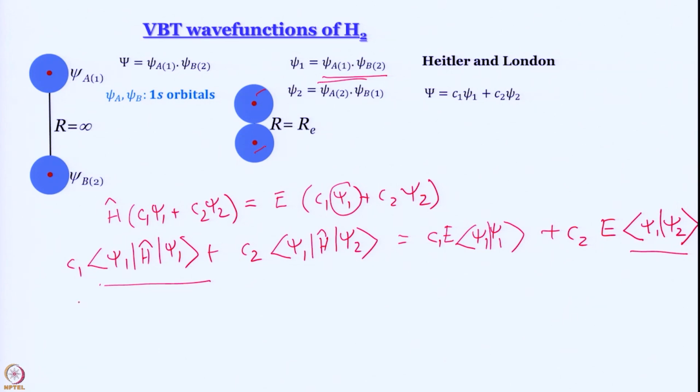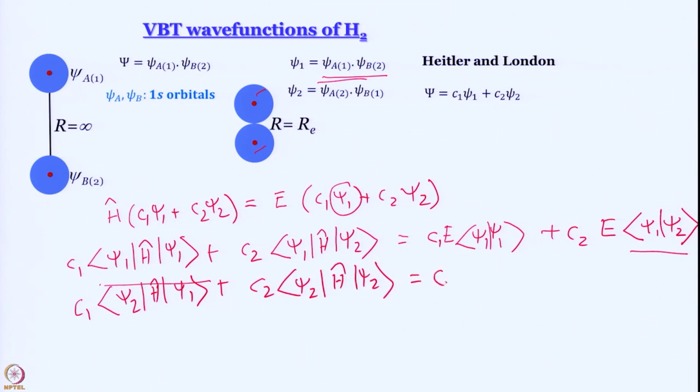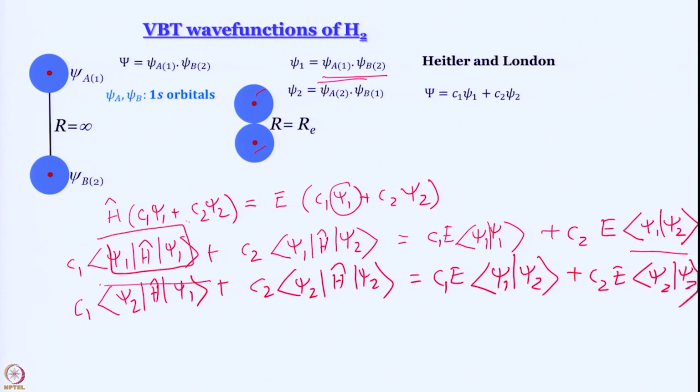You get something like C1 integral psi 2 H psi 1 plus C2 integral psi 2 H psi 2 equal to C1 E integral psi 1 psi 2, because the order does not matter, plus C2 E integral psi 2 psi 2. We are going to evaluate all these. For now we call this H11, we call this H12. We have encountered these earlier, remember? We call this H21 and we call this H22.